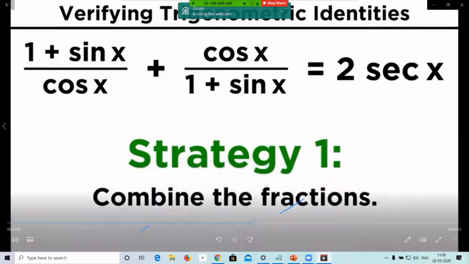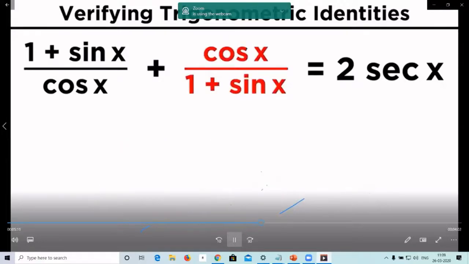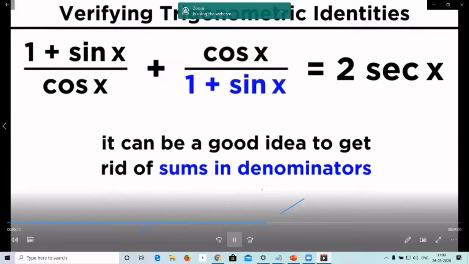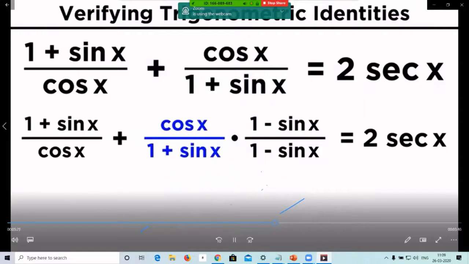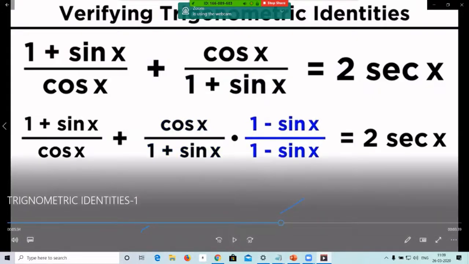One way that may jump out would be to combine these fractions by getting a common denominator. That is a totally valid way to go, but I can think of a way that's a little quicker. Take this second fraction. Whenever we have sums or differences in denominators, it's sometimes a good idea to try to get rid of those. If we remember how we used complex conjugates in manipulating complex numbers, the best thing to do here will be to multiply this fraction by 1 minus sine over 1 minus sine. Here what they are doing is rationalizing. This is also called rationalizing the denominator.